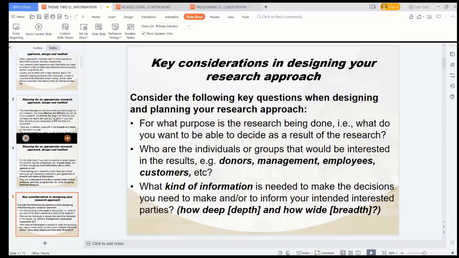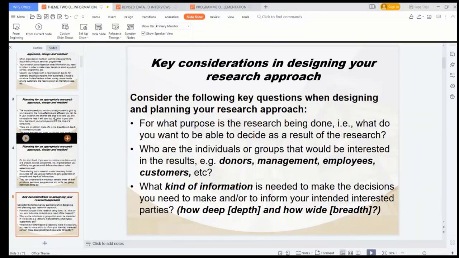So when I conduct a research, I must have a targeted, let's say, I must target a group. Who do I want to satisfy? For who? For what purpose? For who must I conduct this report? Who will use the results? And then the other one is what kind of information is needed to make the decisions you need to make and/or inform your intended interested parties, those above that we've mentioned.